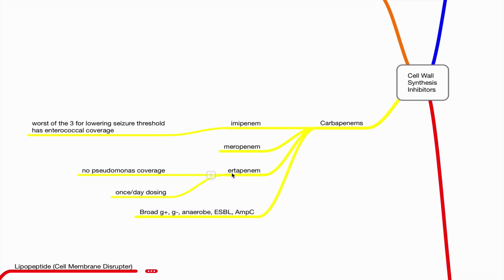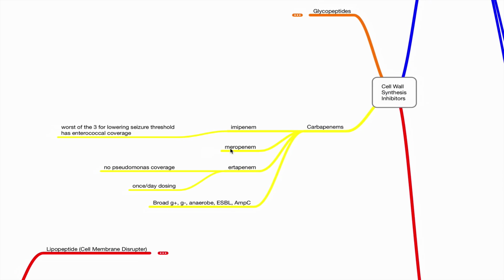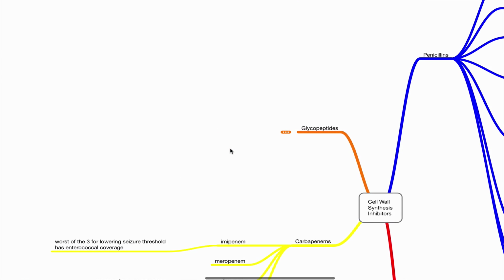Another one would be ertapenem. This is commonly used as an outpatient if they need outpatient IV therapy because it's easy, with once a day dosing. However, ertapenem does not have any Pseudomonas coverage. Meropenem is the common one you'll see that is used as an inpatient. It does have Pseudomonas coverage. And so that's probably all you need to know about the Carbapenems.